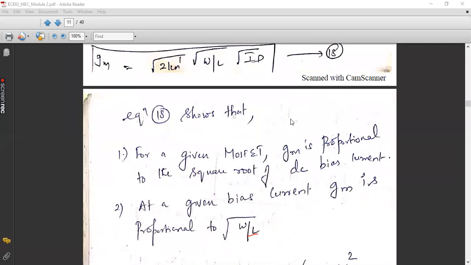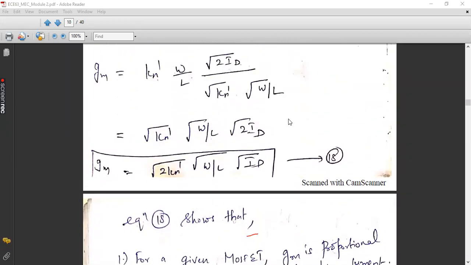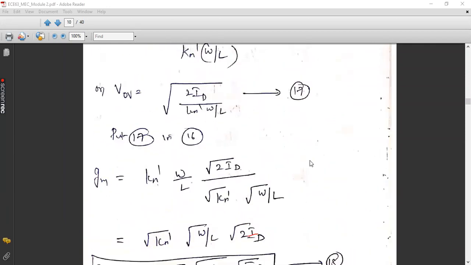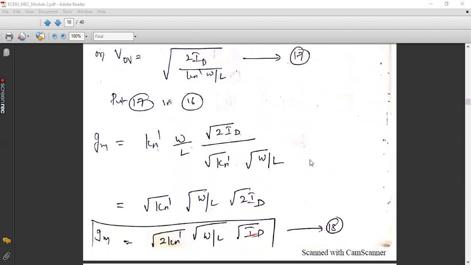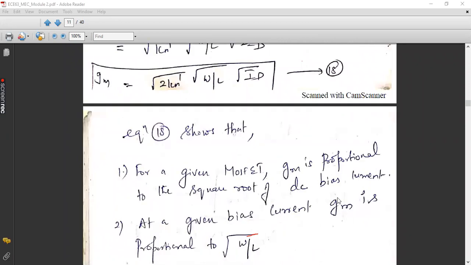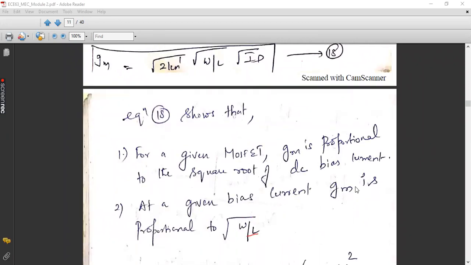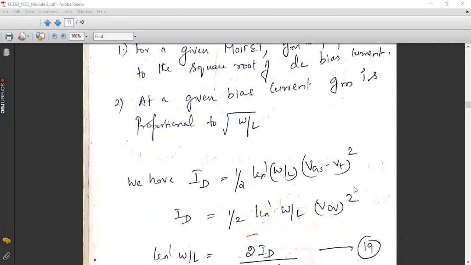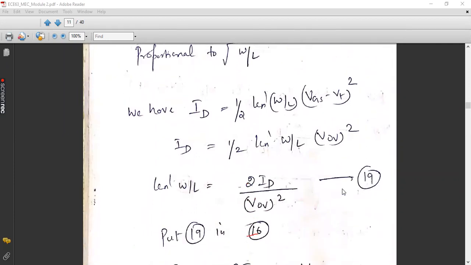So what is the conclusion based upon equation number 18? I hope you have done this till equation number 18. Can I proceed? Yes, sir. Okay. So the conclusion is, for a given MOSFET, the GM is proportional to the square root of the biasing current, and also it is proportional to the square root of the aspect ratio. Now we have to go for the third equation for GM. So again, we will start with ID. That is the condition of saturation.